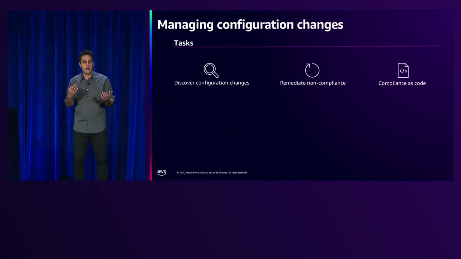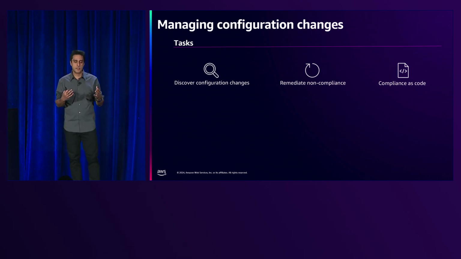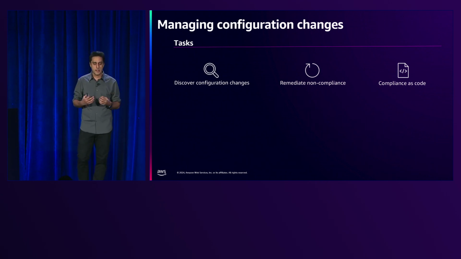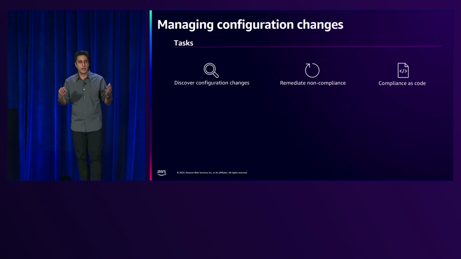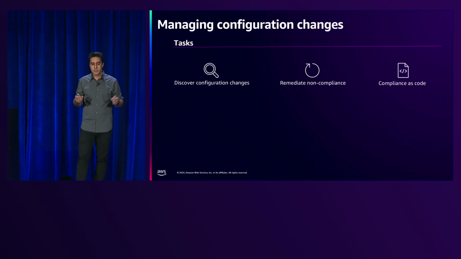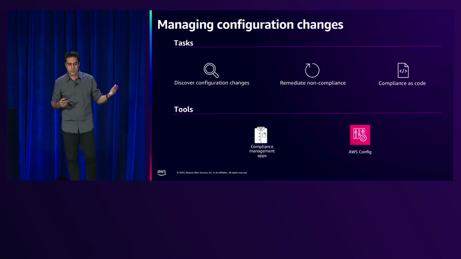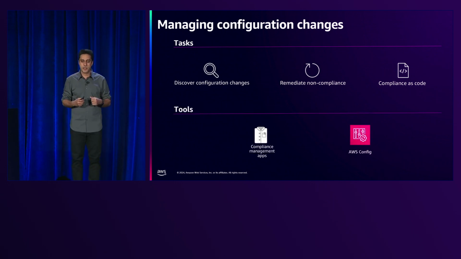So the first thing you need to do to handle configuration changes is discover those, right? And then once it's discovered, you need to remediate anything that is non-compliant to set them back to its intended configuration state. And normally you do this using compliance as code. Different tools, third parties, of course, they're fine. And AWS Config is one tool which we want to highlight here.